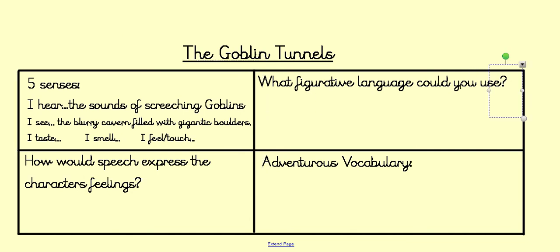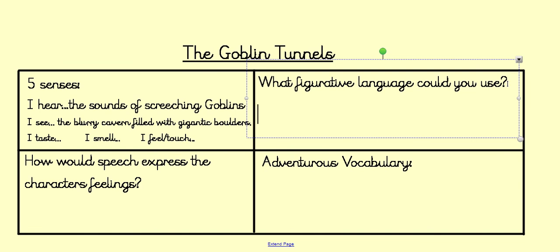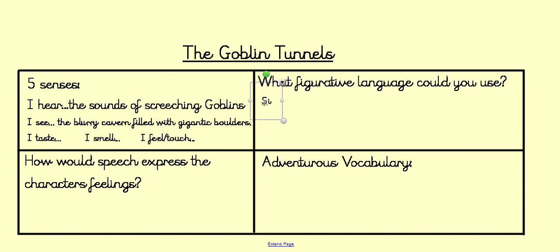What figurative language could you use? So you might want to write a simile. And what would your simile be about? So maybe you'd write a simile about how dark it was, because you've already said that the cavern was blurry. So the caves were as dark as coal.